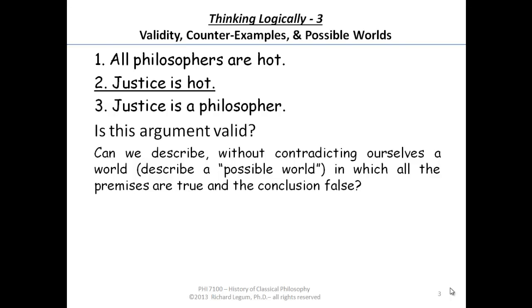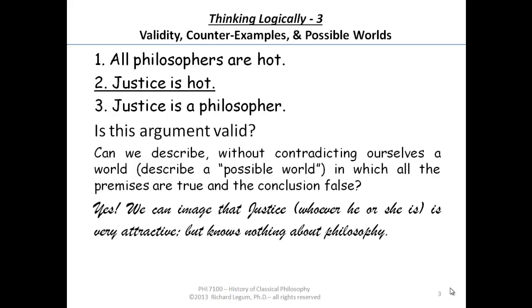And that, I think, is pretty easy to describe. So it looks like we really can, right? I mean, let's say we're talking about Justice, whoever he or she is, and we say this is a very attractive person, but they don't know anything about philosophy. In that case, when we're assuming in this world that all philosophers are hot, we have an example, or what we'll call a counterexample, an example where the premises are true and the conclusion is false.